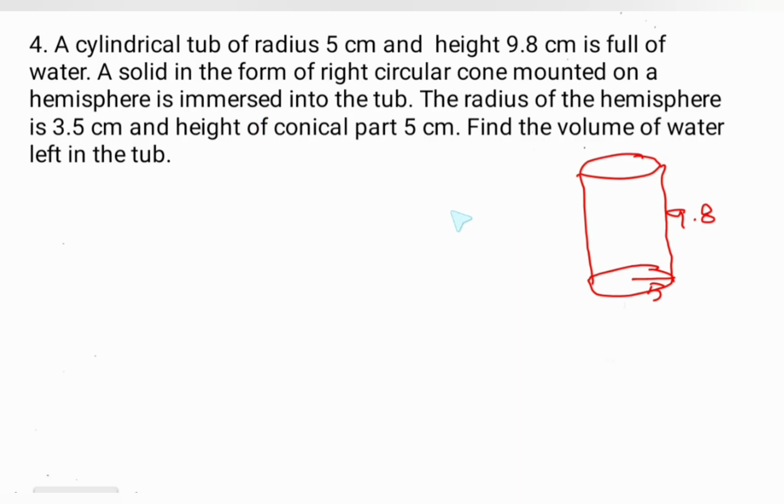That means here is the cone, mounted on a hemisphere with a radius of 3.5 centimeters, and it is immersed in this water, and then water will be left in this tub. How much water is taken out from this tub is what we need to find. Now look here, it is full of water. Full of water means we need to find the volume of the cylinder.